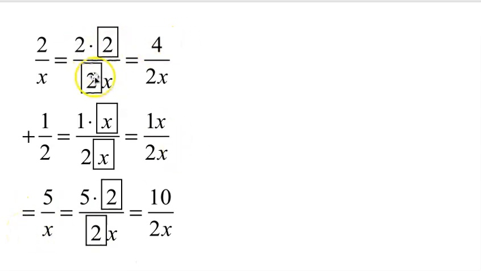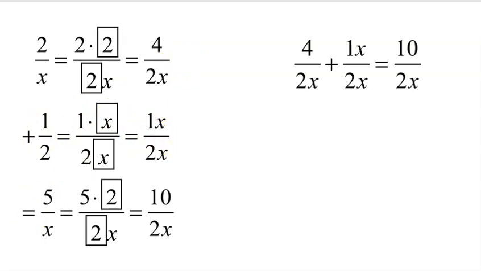Now we have 2 times 2 is 4 over 2x. 1 times x is 1x over 2x. 5 times 2 is 10 over 2x. So we've identified a common denominator for all these. So what we have is 4 over 2x plus 1x over 2x equals 10 over 2x. And we have a common denominator on the left side, so we can write this as 4 plus x all over 2x equals 10 over 2x.